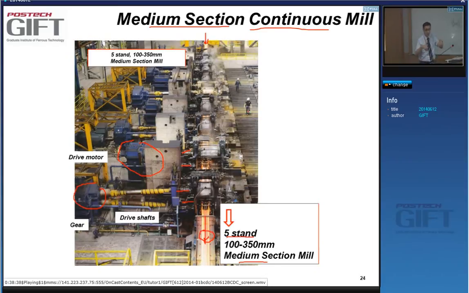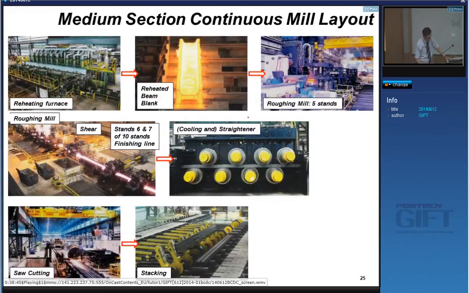Okay, so let's have a look at this particular line or something similar. How do you work? Well, you start with a reheating furnace. In this particular case, beam blanks are used, so you have already pre-shaped material coming out of the reheating furnace. Again, temperatures 1100 to 1200 degrees C.